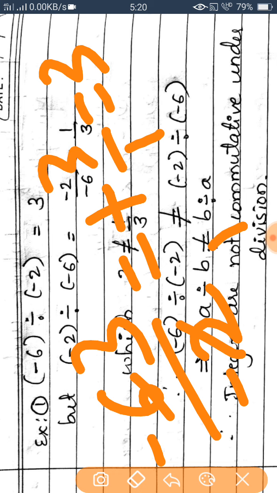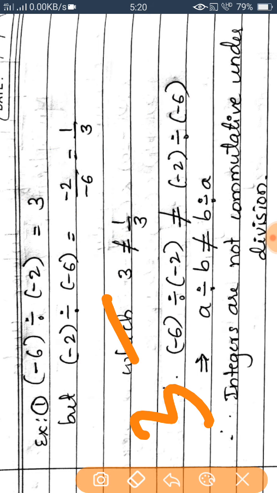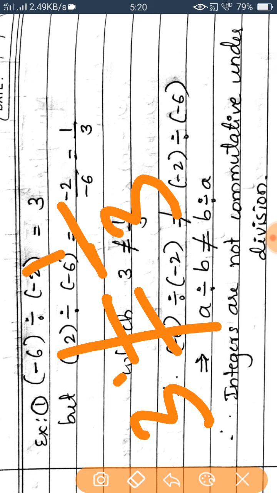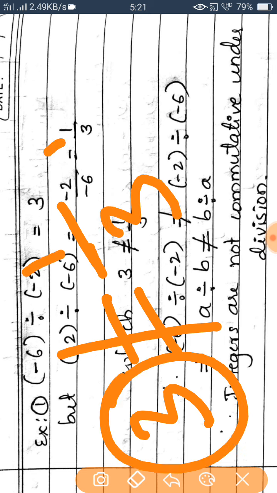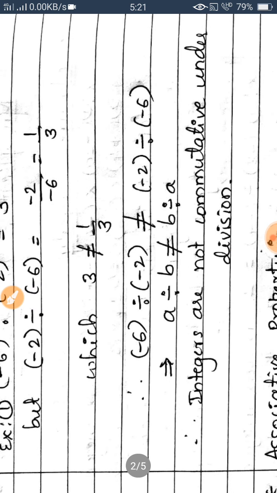So it is true, but in the reverse process whether it is true or not, we must check always. -2 divided by -6, minus of minus plus only, but 2 ones are 2, 3s are 6, so 1 by 3, again it is a fraction. So by this we can conclude 3 is not equal to 1 by 3. See, 3 is an integer, the other is a fraction, so both are not equal here. Then by this, understand integers are not commutative under division.